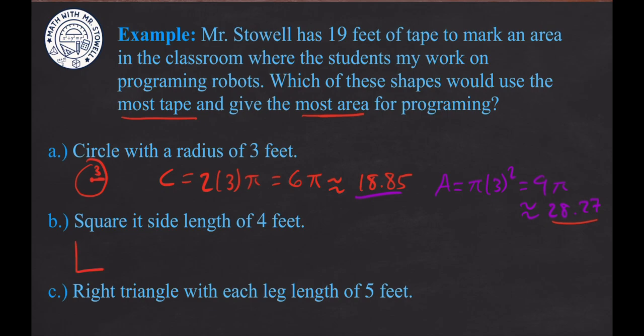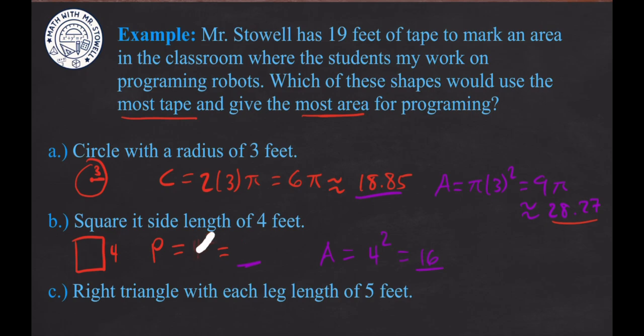So if you have a square where all sides are 4, perimeter of this, how much tape or how much of the string we're going to use, is just going to be 4 times 4, which is 4 squared, which is going to be 16. So far we can already see that we're using less tape if we use a square than if we use the circle. Let's look at the area. Area, I did my perimeter wrong, is 4 squared, which is 16. Okay, let's fix our perimeter.